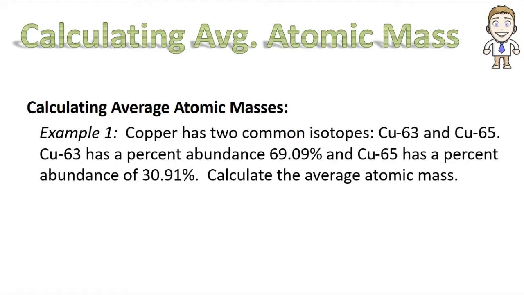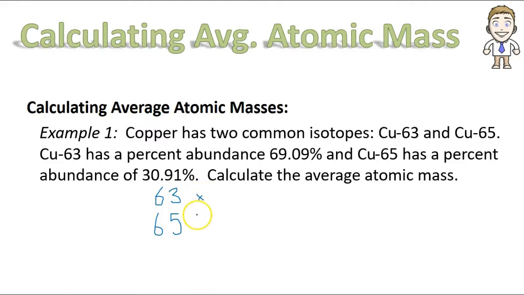For the first example, and this is typical of how most problems will look, it involves copper with 2 common isotopes, 63 and 65. It gives the percent abundance for each. So for copper 63, it's 69.09% abundance, and 65's is a little bit less. The task is to calculate the average atomic mass. First stage in the process is to take all the different masses you're given. In this case, it's only 2, so it's nice and easy, and list them out. I like to do it vertically. You'll see why that works nice later on.